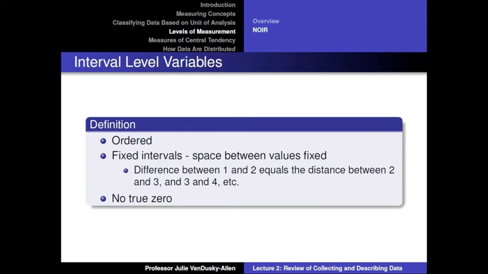Interval level variables are ordered. The spaces between the categories are fixed. For example, the space between 1 and 2 equals the same distance between 2 and 3, 1 unit. But with interval level variables, there is no true 0.